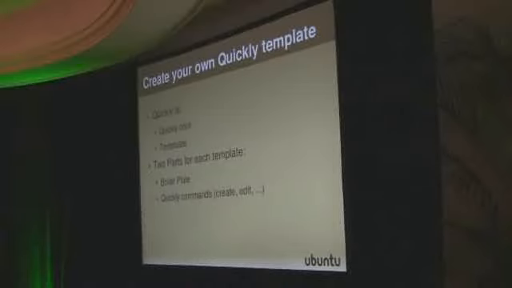So I'm sure that now you are all eager to create your own Quickly template. So first, what is Quickly? Indeed, Quickly is made of two parts. There is the Quickly core, which does all the hard stuff for you. And then there are templates. So we just saw one template, which is the Ubuntu project template right now. But we hope that a lot of people will develop more templates.